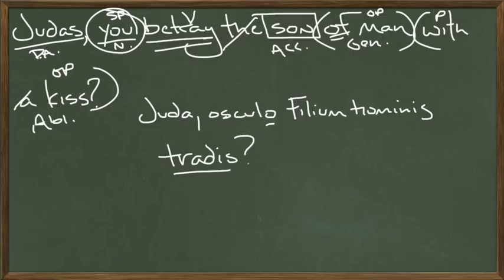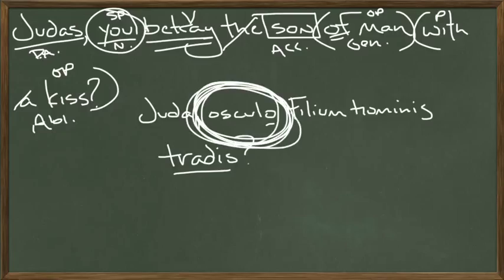Anyway, Juda, osculo filium hominis tradis. With a kiss, you betray the Son of Man. The important part here, with a kiss. What's he doing to get the job done? What's he using to get the job done? A kiss. Therefore, no preposition.